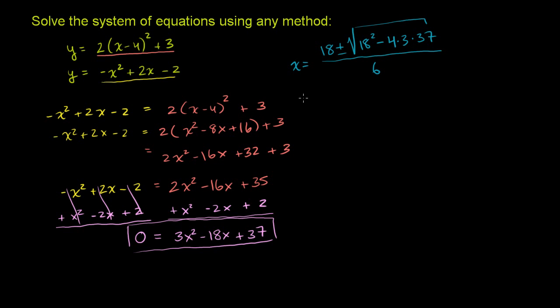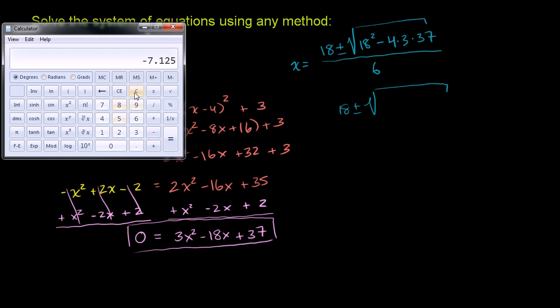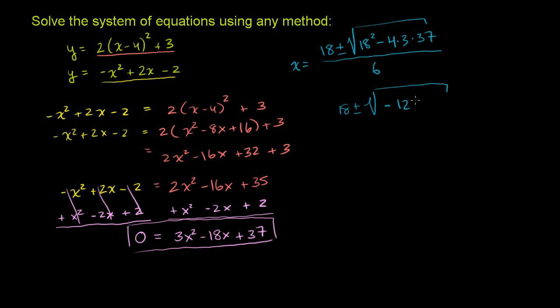Now let's think about what this is going to be. So it's 18 plus or minus the square root of, well, let's just use our calculator. So we have 18 squared minus 4 times 3 times 37. Negative 120. So 18 plus or minus the square root of negative 120. And you might have even been able to figure out this is negative. 4 times 3 is 12. 12 times 37 is going to be a bigger number than 18 squared. Although it's not 100% obvious, you might be able to get the intuition there. But we definitely end up with a negative number under the radical here.